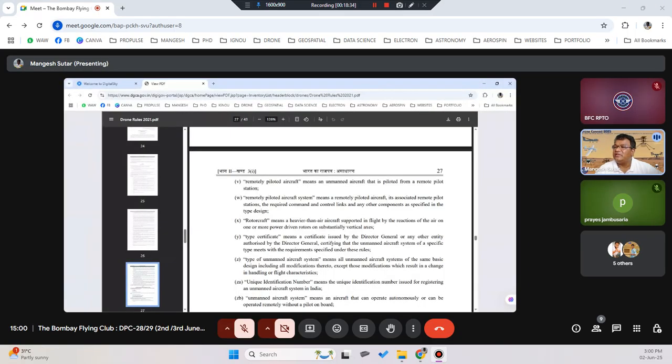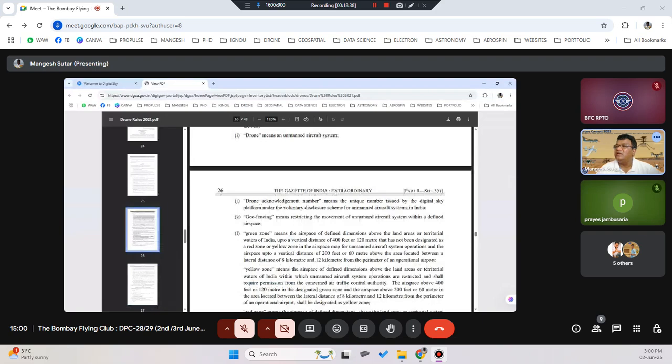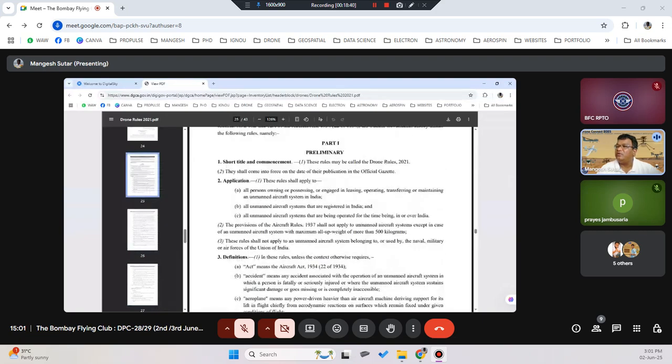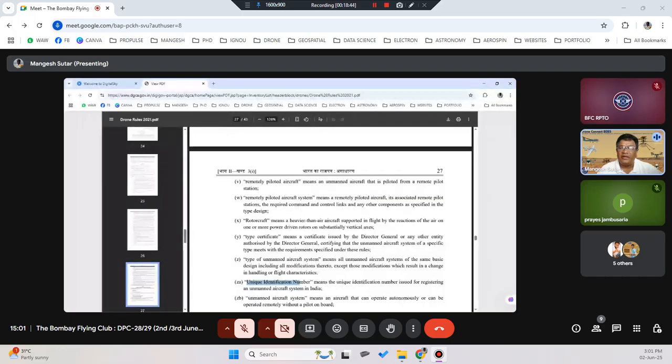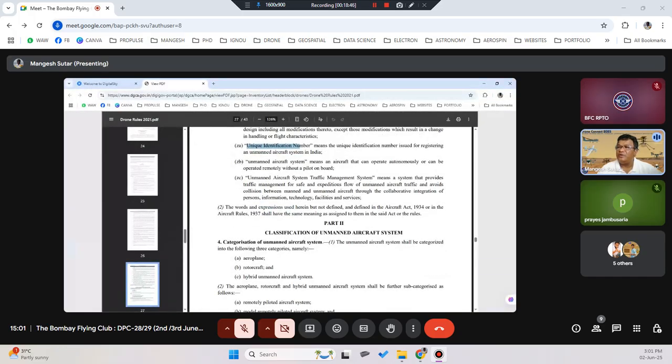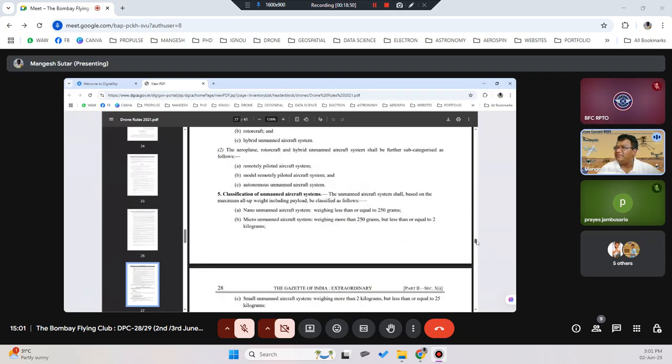Then there are definitions, like what is a UIN number, unique identification number. You can go through this once I send you this document. You can download it from the Digital Sky platform also, at any given point in time. Then part 2 is classification. This we have seen, the category classification.